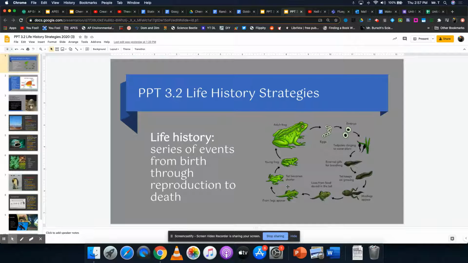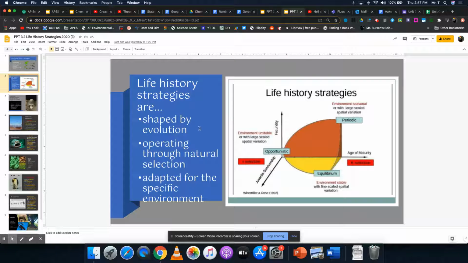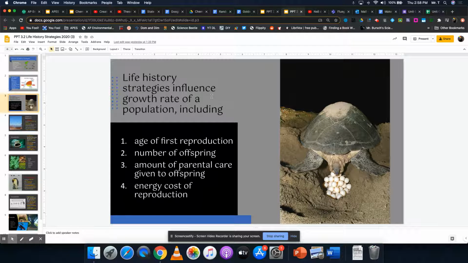Here's the life cycle and business of a frog. This is how it spends its time. Add a couple flies in there, and that's it. They're shaped by evolution. Evolution is the result of natural selection, and natural selection is driven by adaptations for the environment. Yay. The growth rate of a population is influenced by these life history strategies.